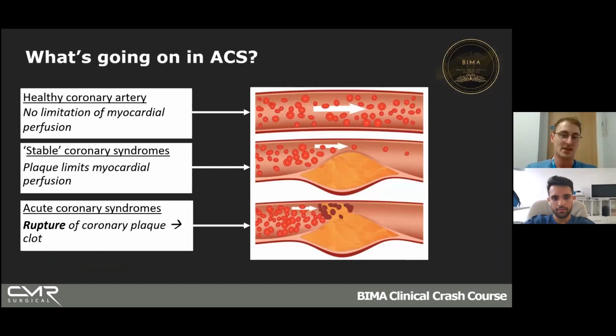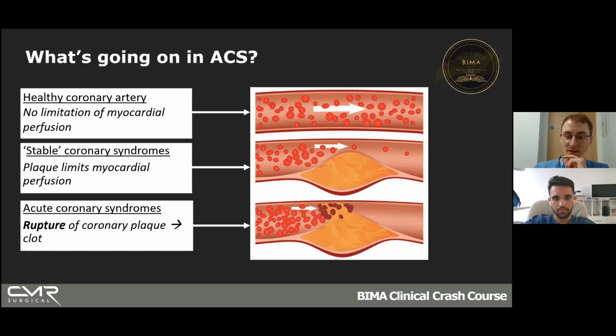So what actually is ACS? Let's go back to basics. So the top photo on the right-hand side is a normal, healthy coronary artery. Lots of blood can get to the heart. There's no limitation of myocardial perfusion. It gets all the oxygen it needs, and the heart is nice and healthy.